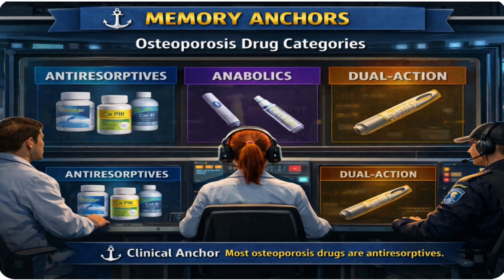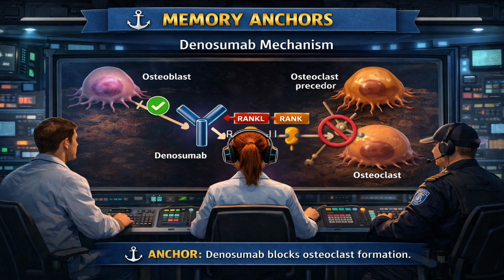Osteoporosis medications fall into two main categories. Most drugs work by slowing bone breakdown. These are the anti-resorptives. A smaller group actually builds new bone, called anabolic agents. Denosumab works by blocking RANKL. Without RANKL, osteoclasts cannot form, so breakdown slows down.